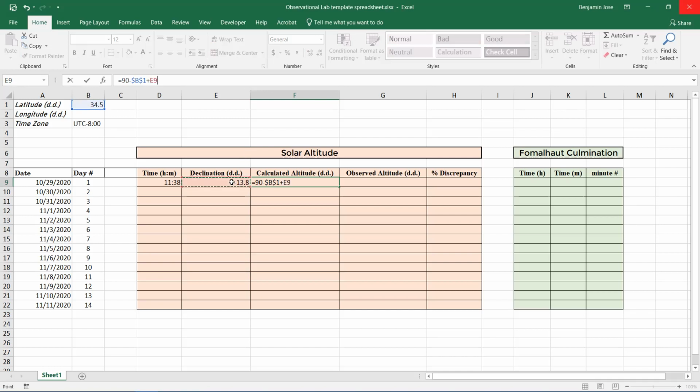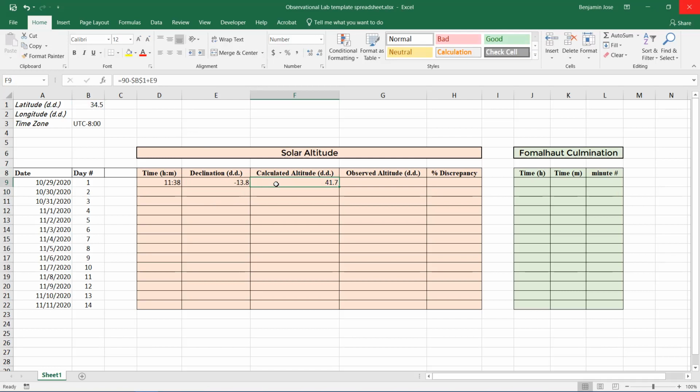So I click on the cell for declinations. See, what I've done is click on the cell, and the address of that cell is column E, row 9. And now I hit enter. And so I've calculated that the altitude should be around 41.7.